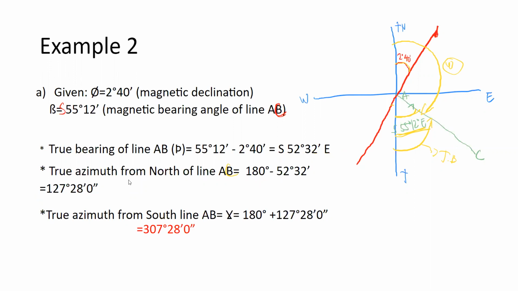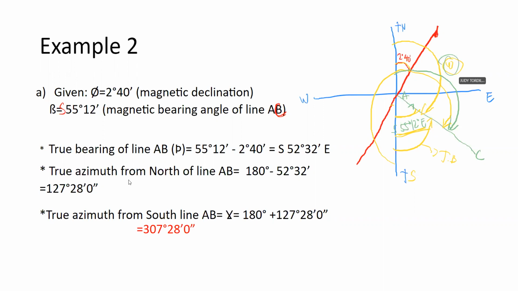So, next, after we have gotten our true azimuth, let's get the true south azimuth. Starting from the south, we go to line AC. What is that angle? We already know this angle. That would be your omega.